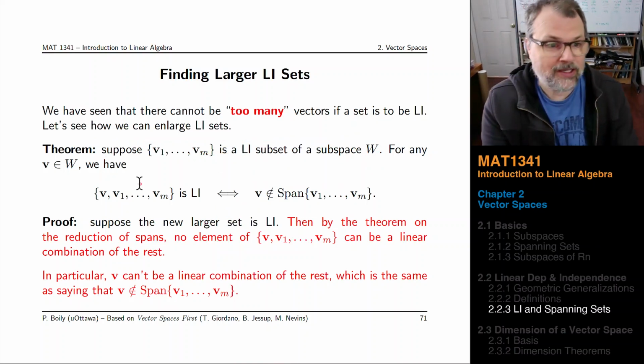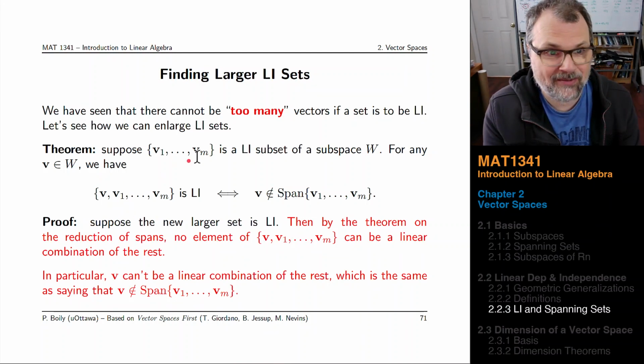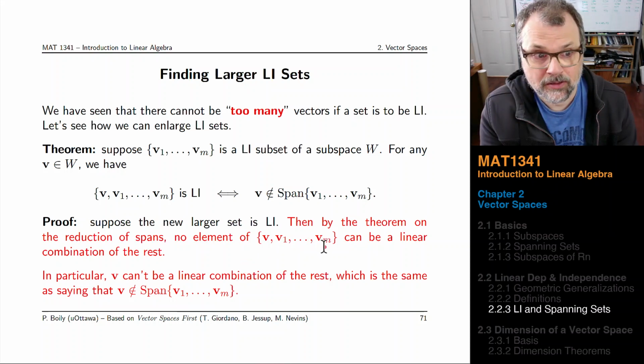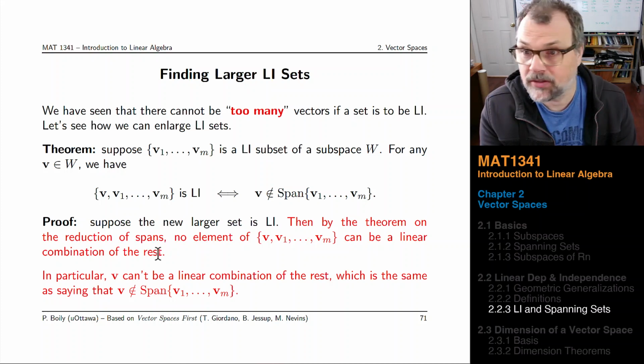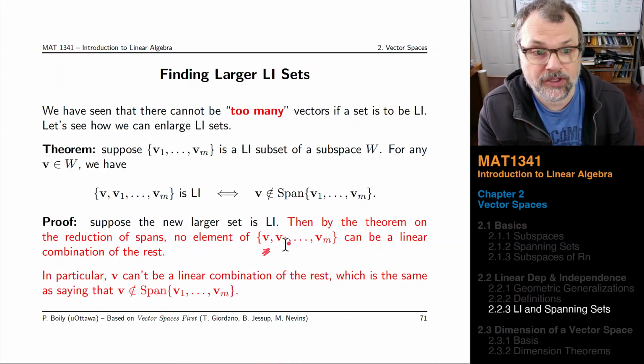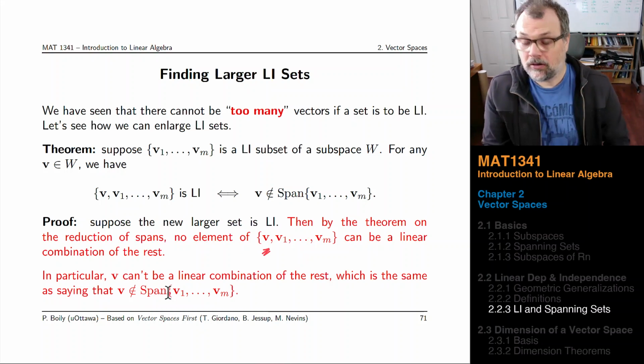Let's assume that the m+1 vectors, so the original m vectors that were linearly independent and the new vector that we've added, form a linearly independent set. Then we have a theorem that tells us that no element of this bigger set can be a linear combination of the rest. In particular, v cannot be a linear combination of the other ones. And that's the same thing as saying that v is not in the span of the m vectors.